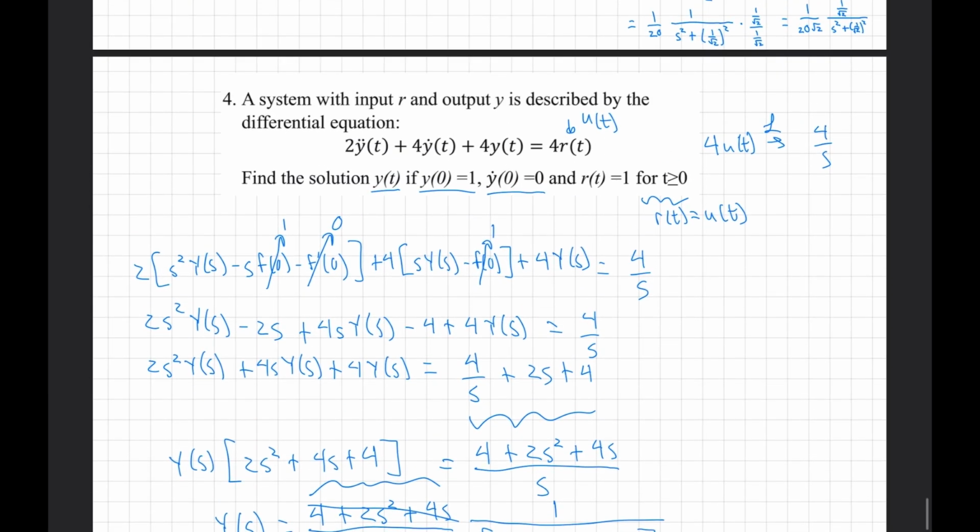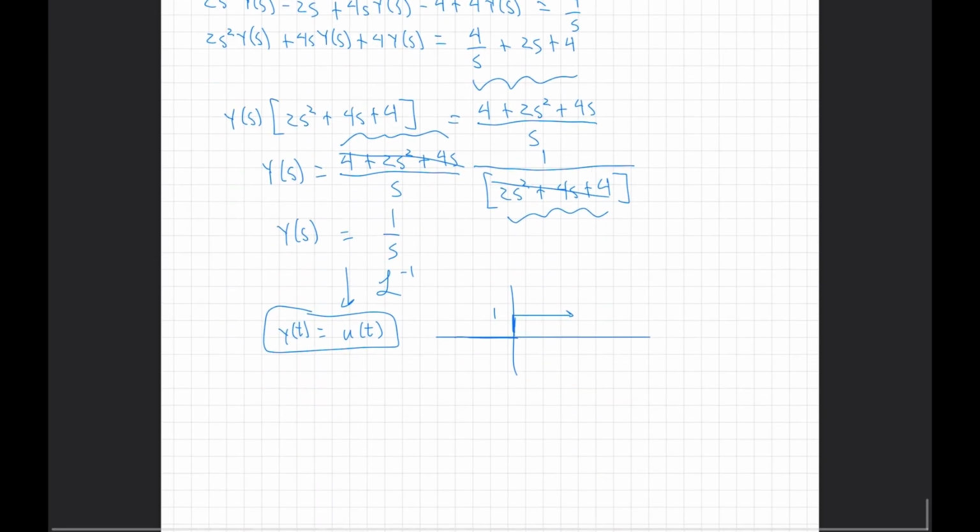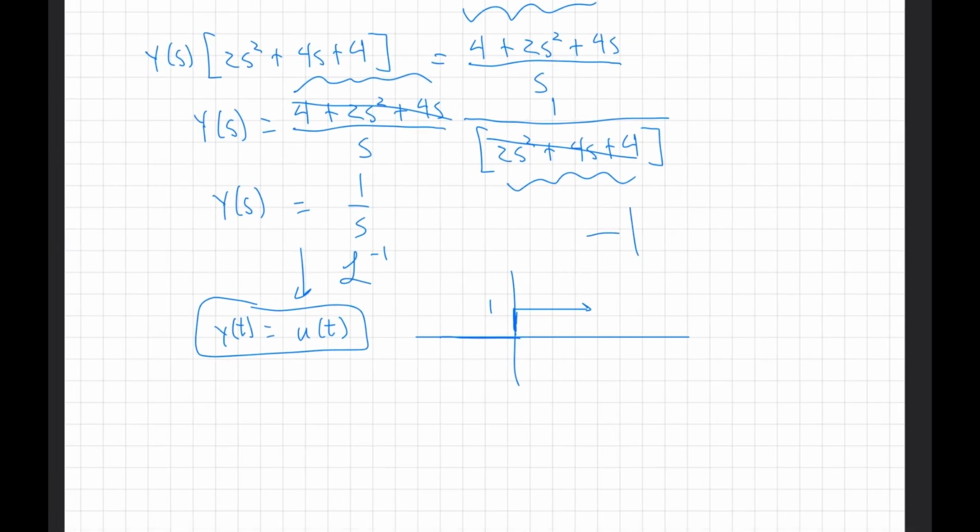And this is kind of interesting because what happens is the system is given an input r of t, which is u of t. So the input to the system is the same as the output to the system. Cool.